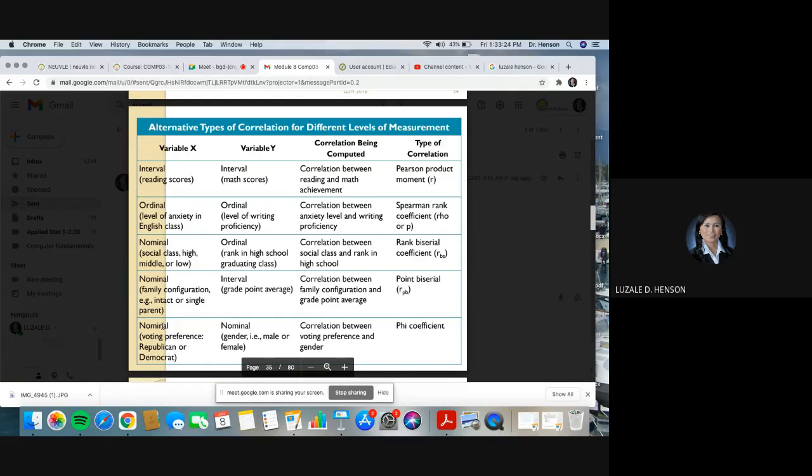And if you have nominal for both X and Y variables, such as correlation between voting preference and gender. Does gender have something to do with saying whether one is Republican or Democrat? Then you can use the phi coefficient. So Pearson is not the only test of relationship, there are many. You have many options. But for this module, we will be discussing Pearson product moment.